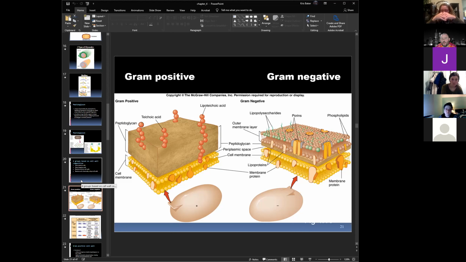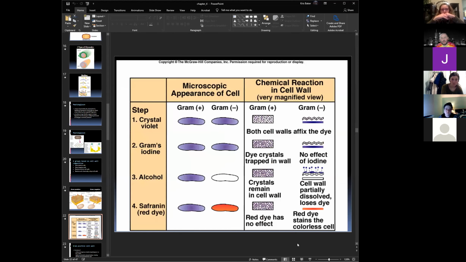And so if you over decolorize, this is why it's the most important step, you could actually turn a gram positive into a gram negative, by washing away all of the peptidoglycan and all of the crystal violet inside it. So that's where that step becomes most important.